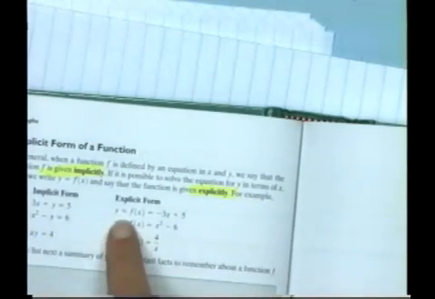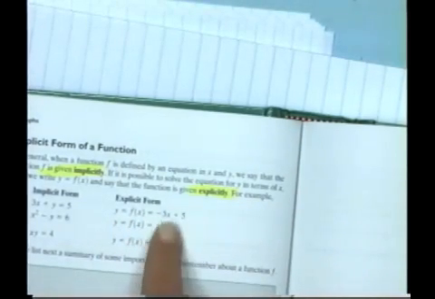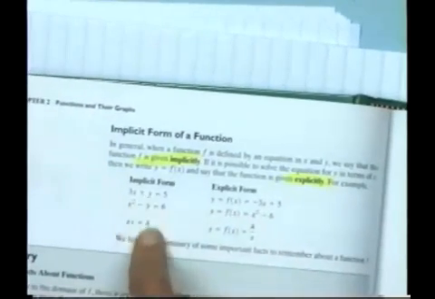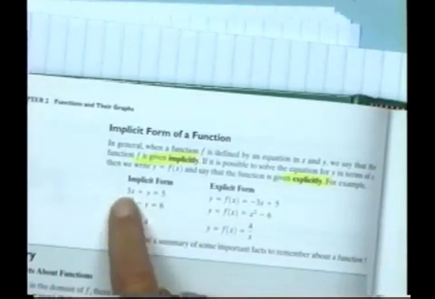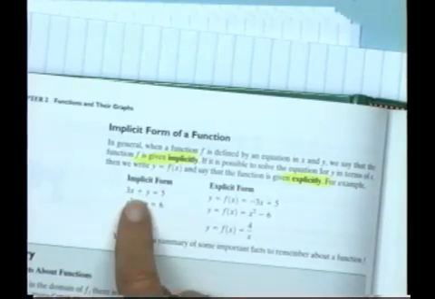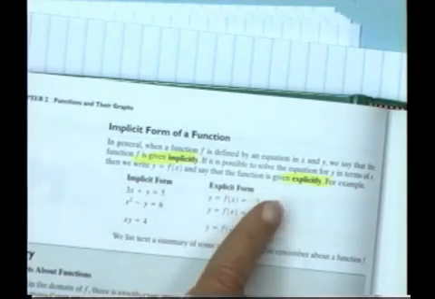I used the word explicitly earlier. y is expressed only in terms of numbers and x's. I forgot to mention implicit form. That's where you got x's and y's all mixed up. Implicit versus explicit. And then the rest is finding domains.